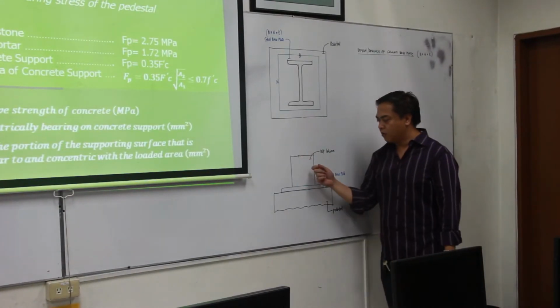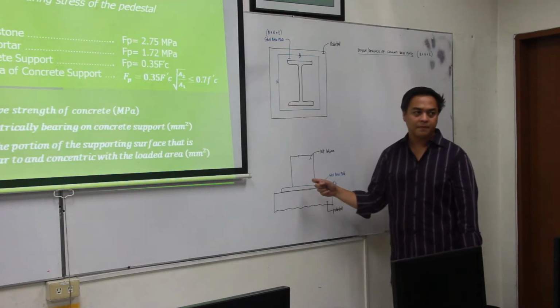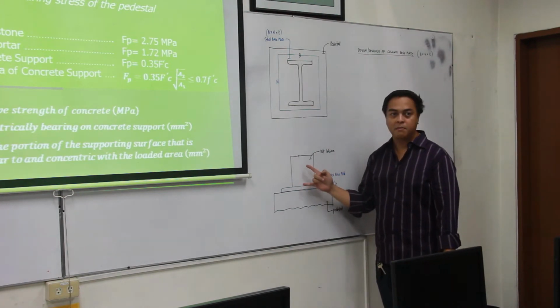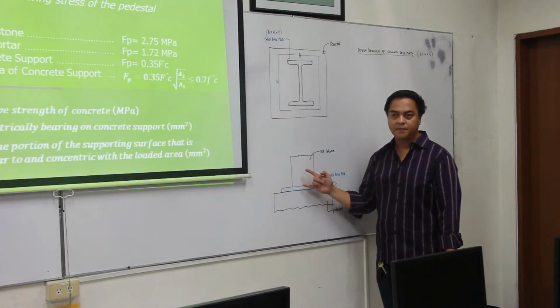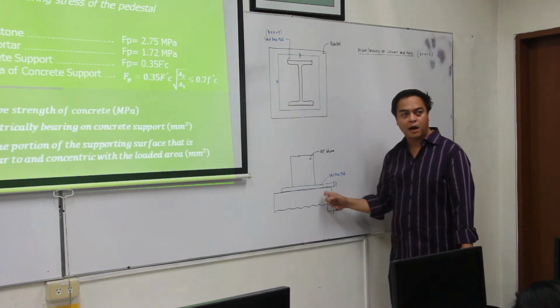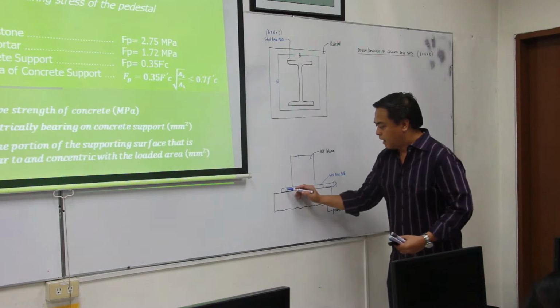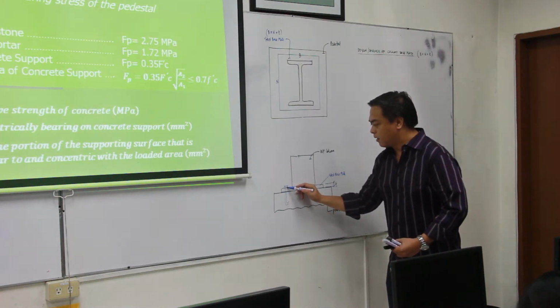Now the question is, how do we connect the wide flange column with the steel base plate? Since both of them are made from steel, we can connect them through welds. What about the steel base plate with the pedestal? How do we connect them? Bolts. So we can have it anchored, using anchor bolts.